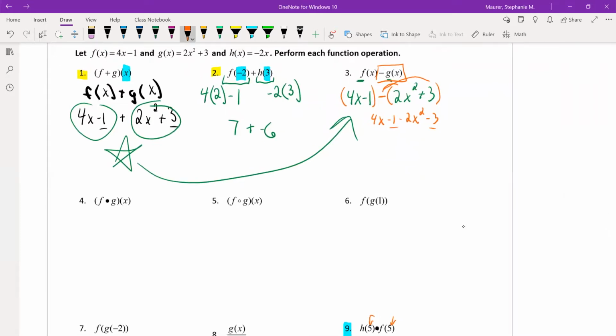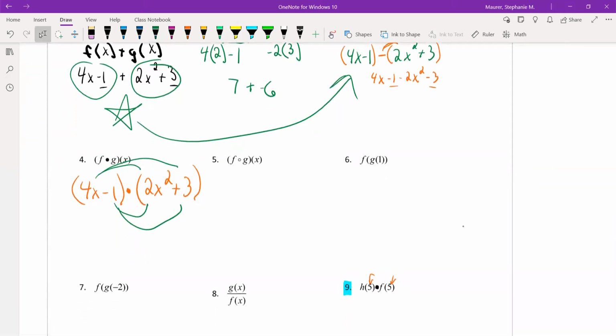Now in number 4, they do not give us a value of x, in which case, just like the addition problem and the subtraction problem that we just did, we're going to take the f function, that's 4x minus 1. Again, notice how I use parentheses. And we are going to multiply it by the g function, 2x squared plus 3. In a problem like this, you're going to end up foiling first, outside, inside, last in order to get your answer.